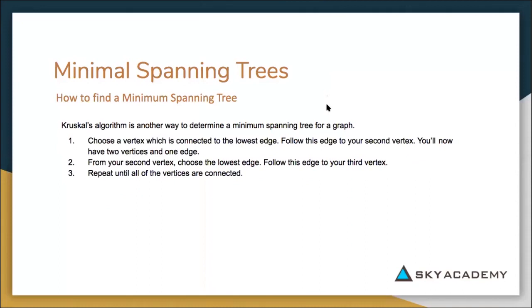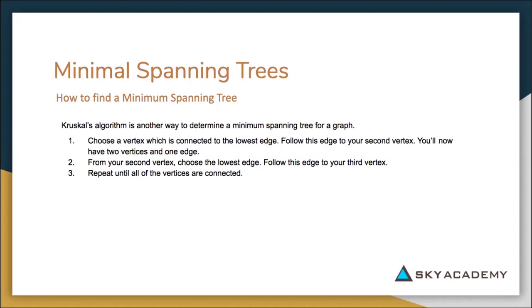Okay, so if you remember from before, we are looking at minimal spanning trees, and there are two methods to find the minimal spanning tree: Prim's algorithm and Kruskal's algorithm. And right now we are looking at Kruskal's algorithm to find the minimal weights on each edge to connect all the nodes. So for step one with Kruskal's algorithm, you have to look through the network graph to find the lowest edge. Once you find this edge, you follow it and you connect it to your second vertex.